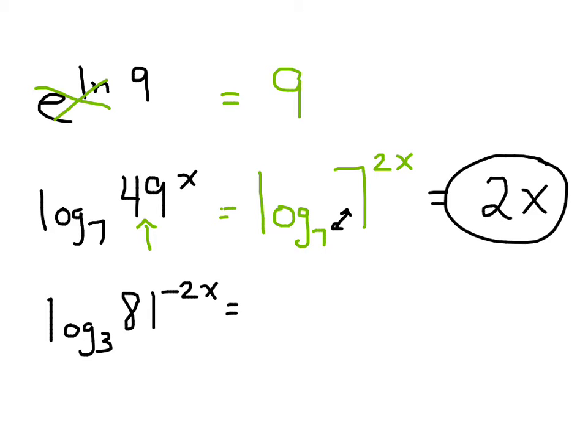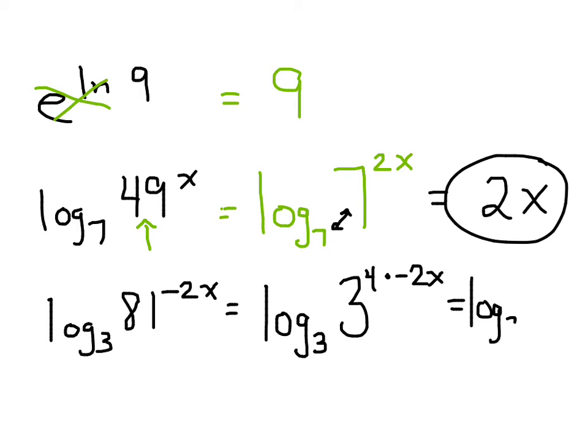I'm going to do the same thing on the bottom one. 81 is 3 to what power? 3 times 3 is 9. Times 3 is 27. Times 3 is 81. So I need how many 3's total? 4. So that becomes log base 3, 3 to the 4th, times negative 2x. You multiply the exponents together when it's coming upstairs like that. What's 4 times negative 2x? Good.